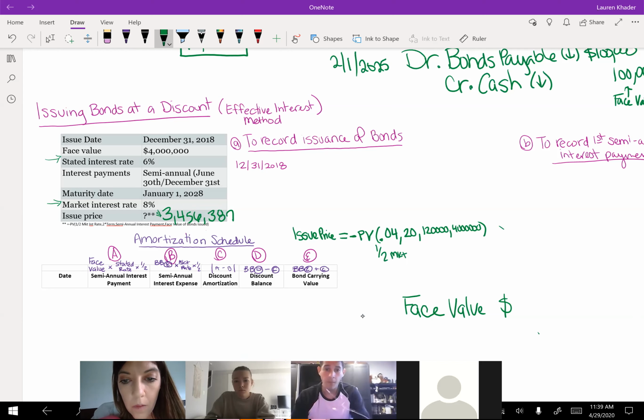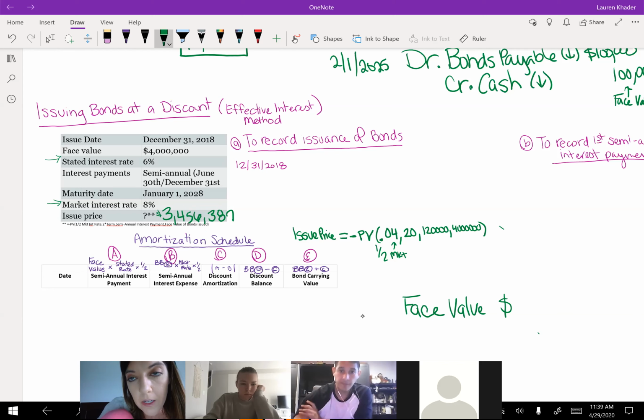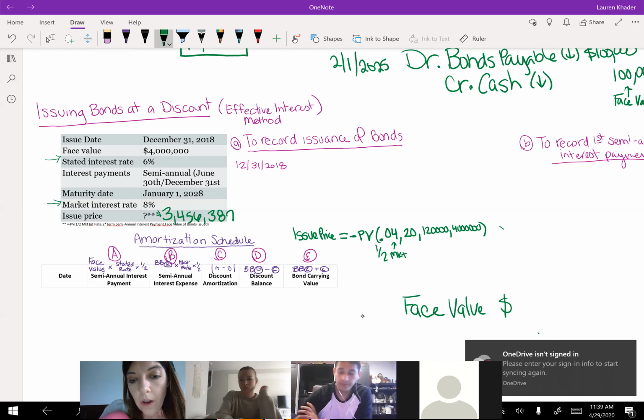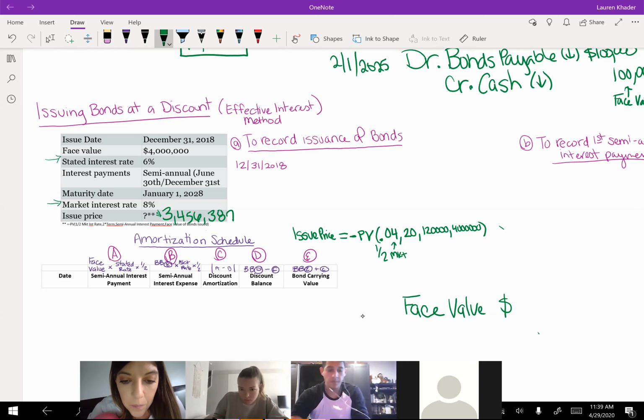The 20 is the term times 2, because it's technically the number of payments. 10 years is the term of the bonds, and you're paying interest twice per year, so you have 20 payments. The 120,000 was the semi-annual interest paid, and I wrote it down here in words. And then you have your face value. Those will always be what it is in words, so you just have to find the equivalent for the problem you're looking at. Okay, thank you. No problem.